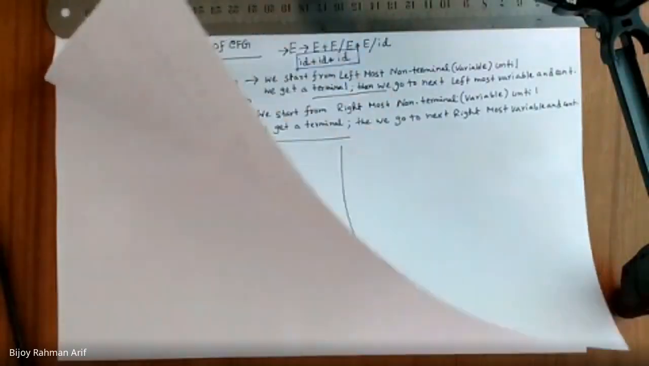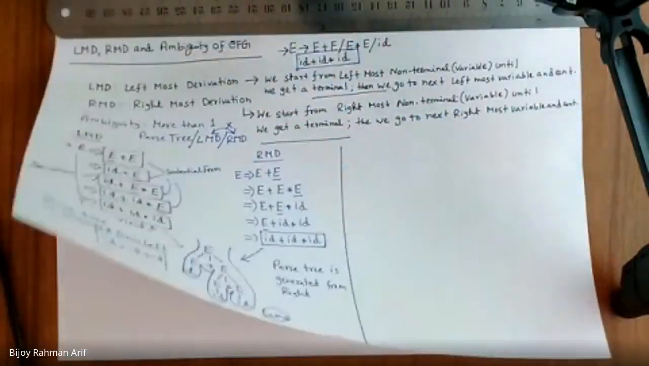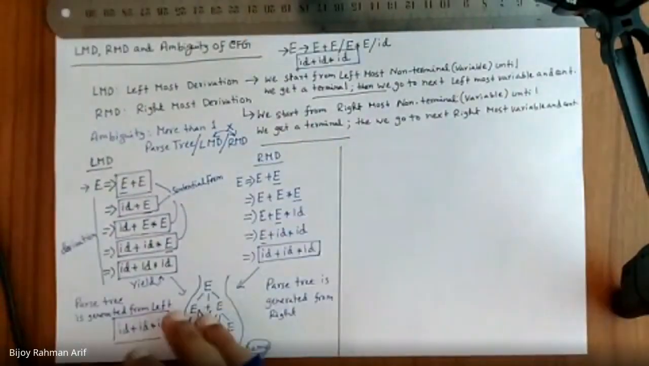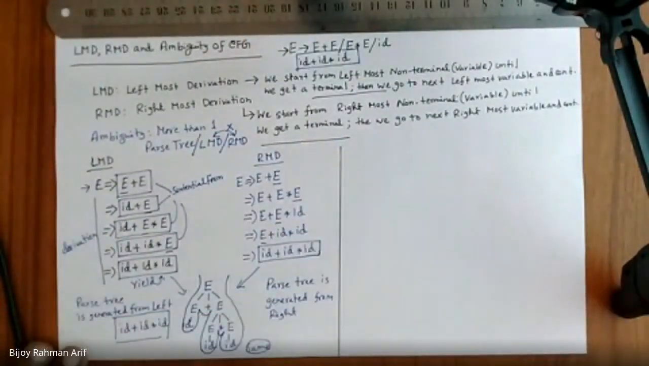You have to generate more than one parse tree, or you have to generate more than one LMD, or you have to generate more than one RMD. Because if two LMD are different, then the parse tree is also different. If RMD are different, the parse tree is also different. But if you come up with one LMD and then an equivalent RMD, then you cannot say the grammar is ambiguous, because they have constituted the same parse tree.